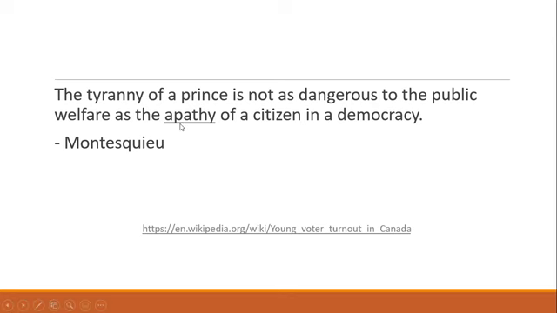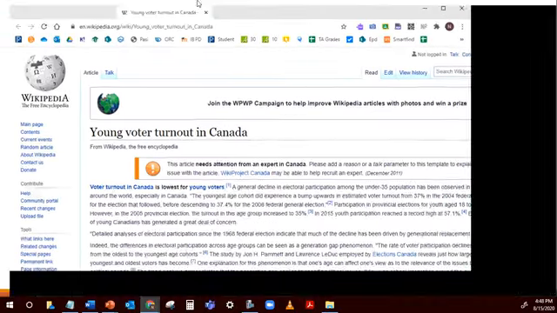Montesquieu said that that is the most dangerous thing to a democracy. It is more dangerous than the tyranny of a prince, more dangerous than a government acting like a dictator. That's according to Montesquieu. So it's very important that people pay attention to what their government is doing. Now, in Canada, do you know which group of people in Canada is most likely to be apathetic, most likely to not pay attention and not care about what's happening in the government? Well, in Canada, it happens to be our young people.